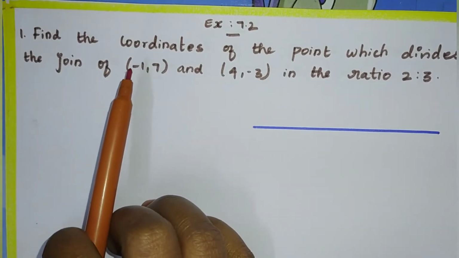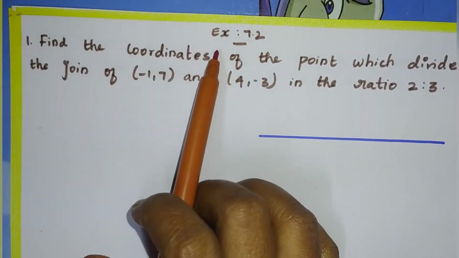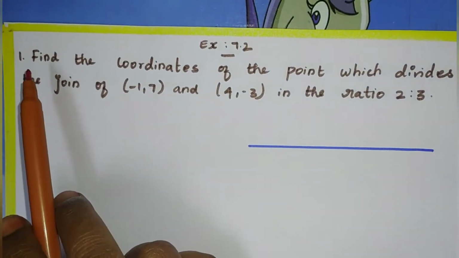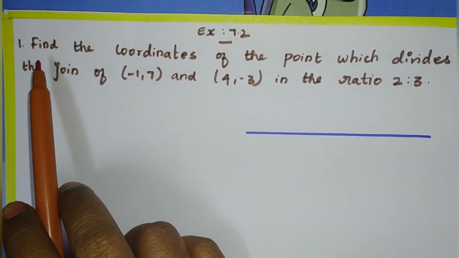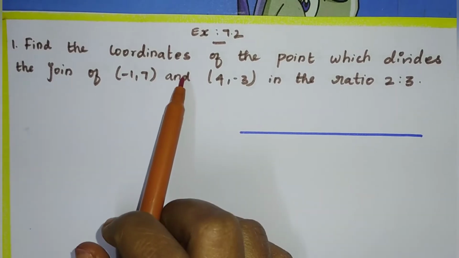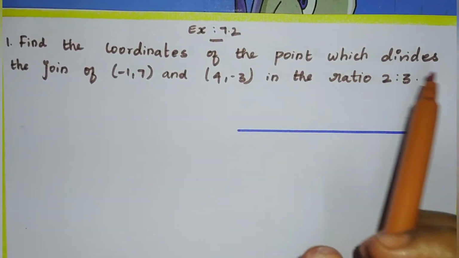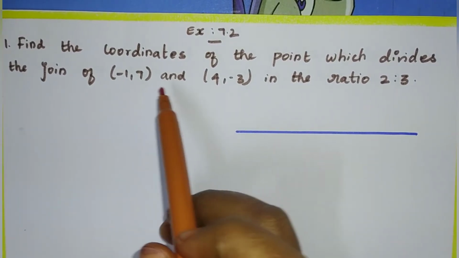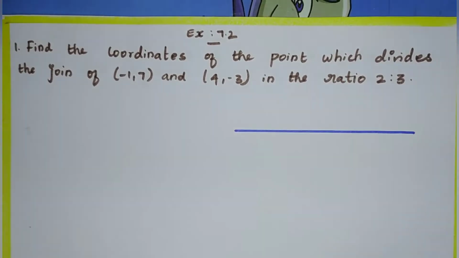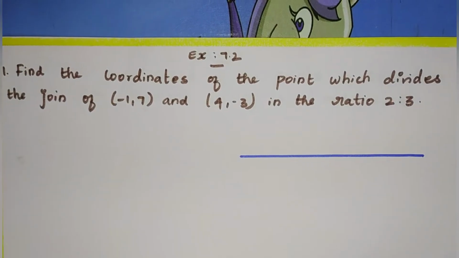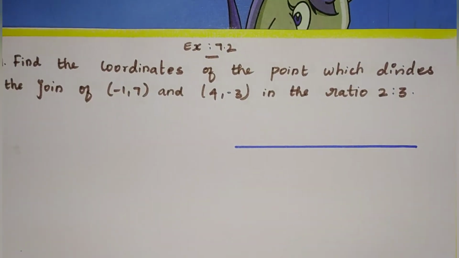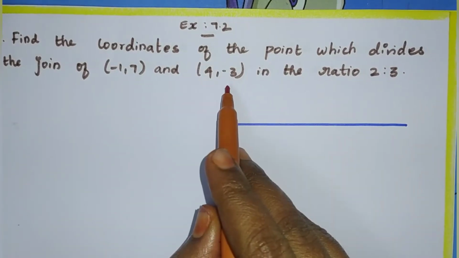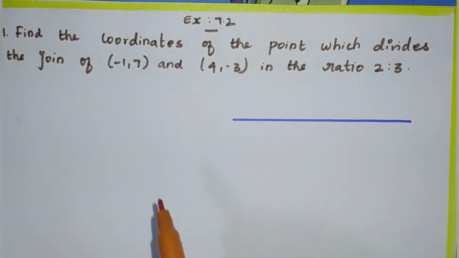Namaste students. In this video we are going to see exercise 7.2 first and second problem. First, see the first problem. Find the coordinates of the point which divides the join of -1, 7 and 4, -3 in the ratio 2:3.